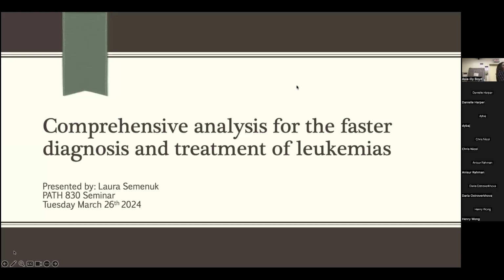I'm excited to talk about my project, which is entitled the Comprehensive Analysis for the Faster Diagnosis and Treatment of Leukemias. So we'll see if I can get this overview slide to come up here. Essentially, my quick overview for today is I'm briefly going to touch on cancer and our blood system.